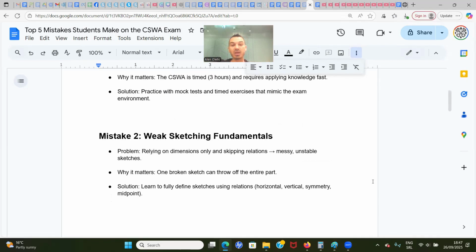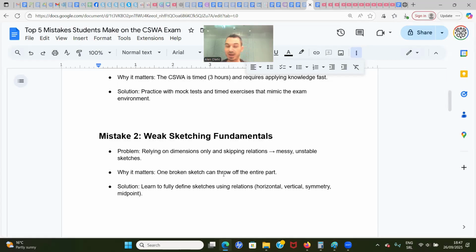Mistake number 2, weak sketching fundamentals. And this is what I see very, very, very often. The problem is that people rely too much on dimensions. They skip relations between sketch entities. And why is this important? Because one broken sketch can throw off the entire part.